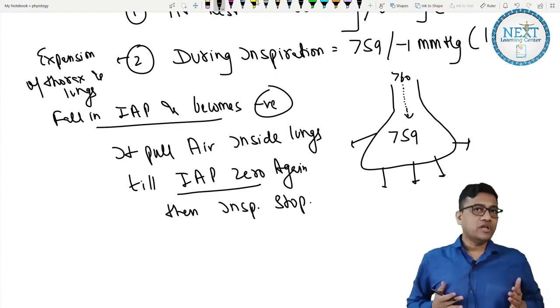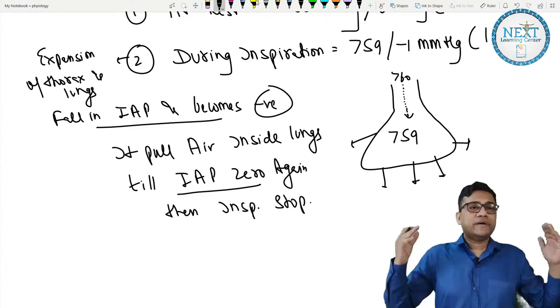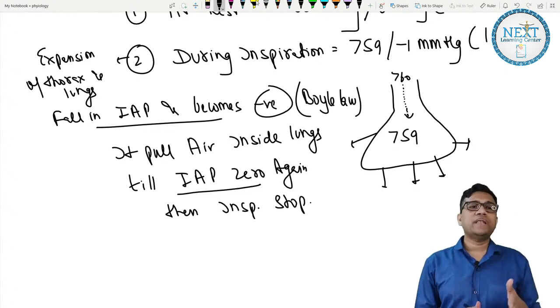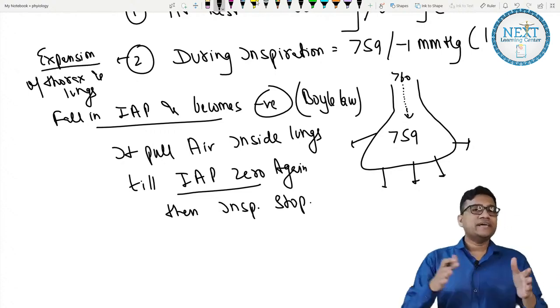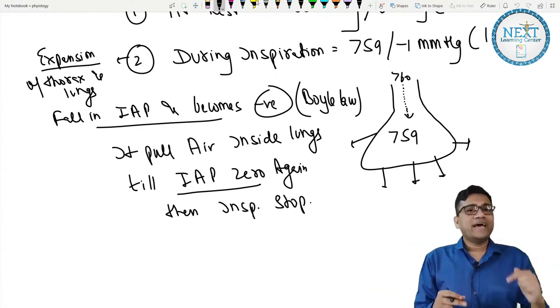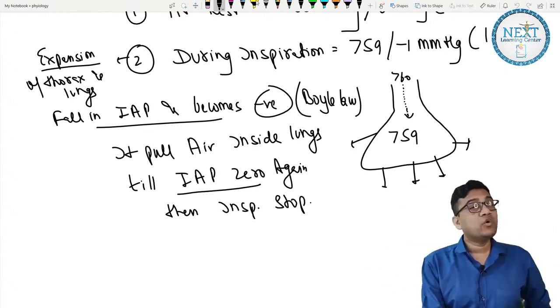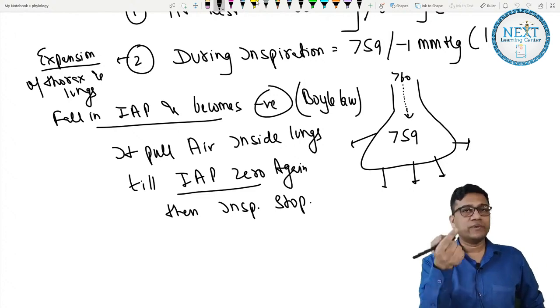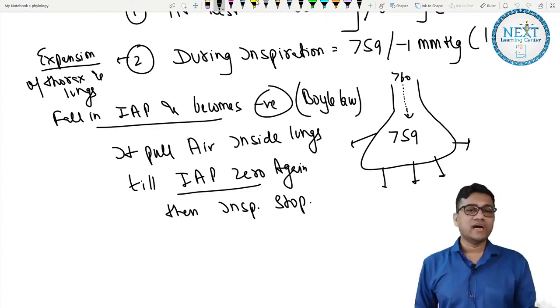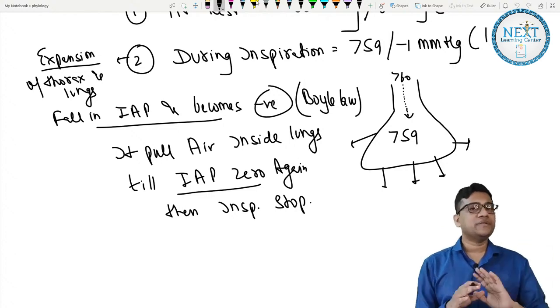Easy. So how do you inspire? Very easy. Boyle's law. As the chest expands, pressure falls. Which law? Boyle's law. Remember? As you expand the thorax, the size increases, pressure falls, and it becomes below atmosphere. Not 760, it becomes 759. So the air is pulled inside the lung, and as air is pulled, inspiration occurs.